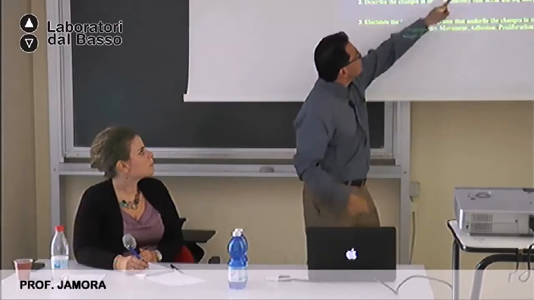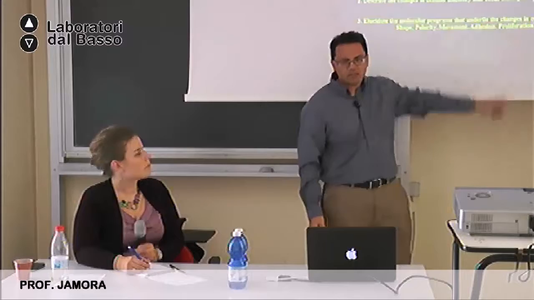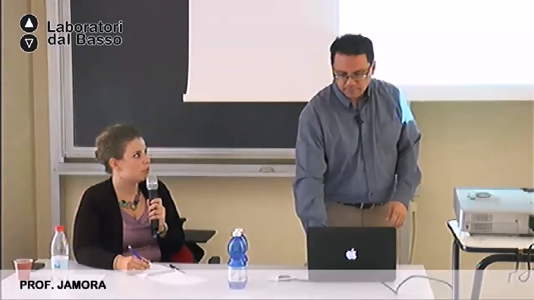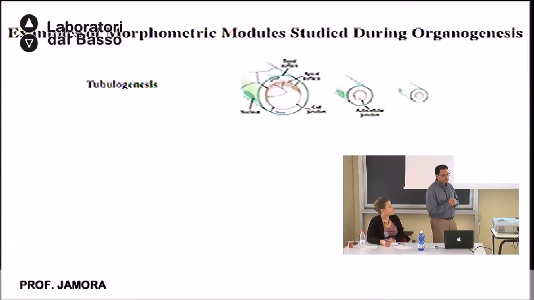Okay. So what does this mean, this morphometric modules? So what it basically means is the different types of structures that are formed that ultimately shape an organ. So if you look at different organs, some are made out of tubes.